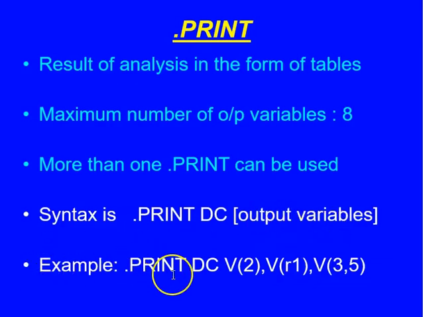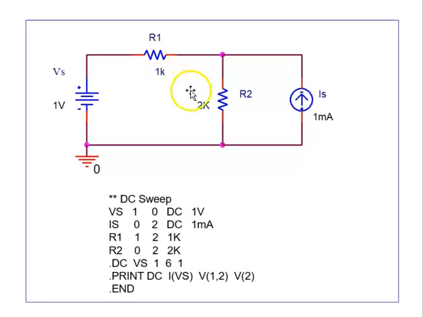For example, we want to print the DC voltage V(2), that is the voltage at node 2, then the voltage across resistance R1, then the voltage across node 3 and node 0. Let us see the meaning of this print command with this example.